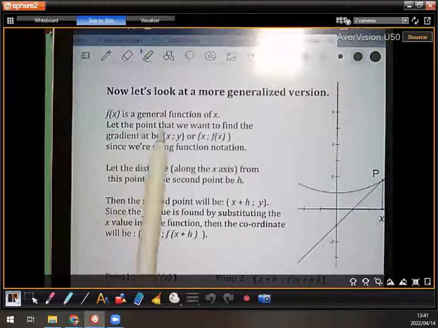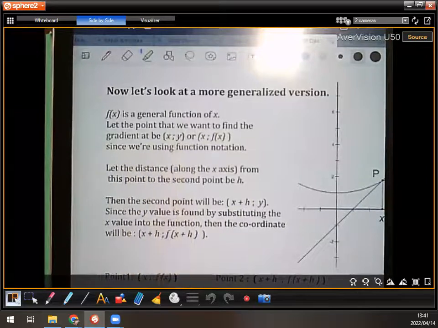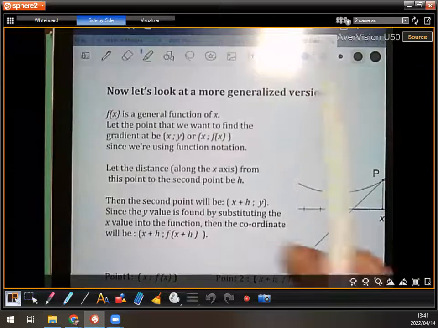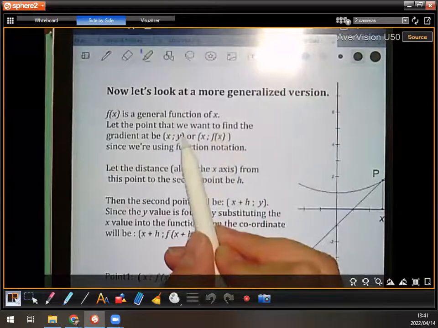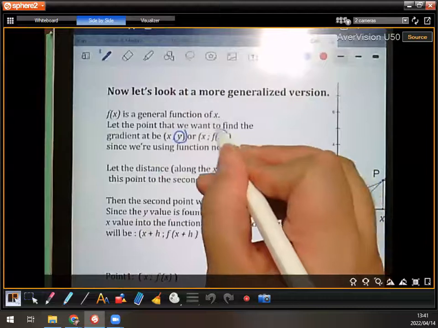All right, let the point that we want to find the gradient at be (x, y). So now instead of (1, negative 6), we're working with (x, y). So guys, look at what they're doing then. Now they are replacing the y with f of x.